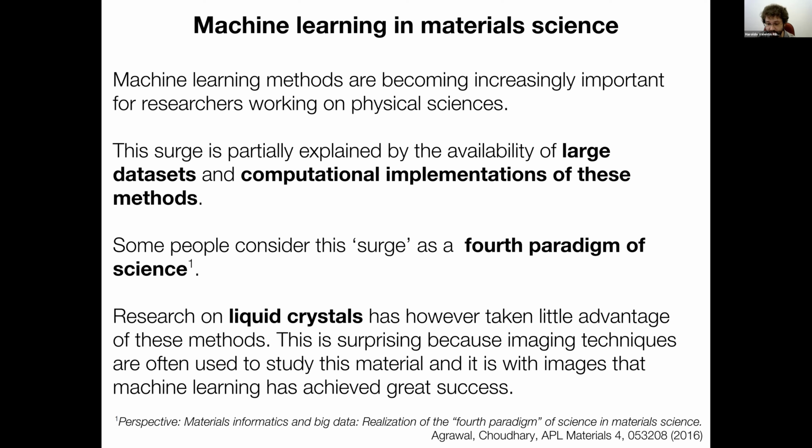However, not all areas are taking advantage of this approach for investigating, I don't know, properties of materials, for instance, and that's the case of liquid crystals, where we do not see many works using machine learning to investigate properties of these materials. And this is kind of surprising because liquid crystals are often studied using image techniques, for instance, the polarized microscope imaging technique. And it is exactly with images that machine learning has achieved great success in recent times.